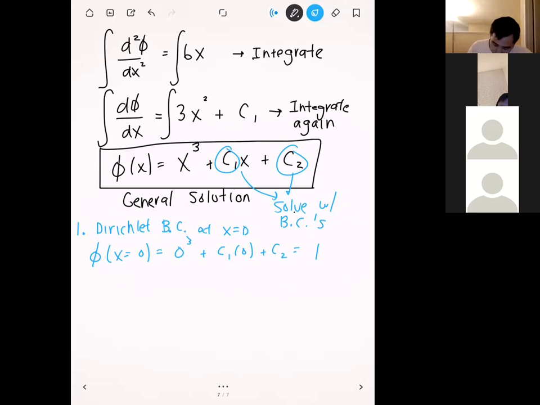And so you can see here we've crossed out these terms, since we're just multiplying them by 0. And then all we're left with is c2 is equal to 1, right? And so that's pretty nice. Next, we're going to have the Neumann condition on the right-hand side.